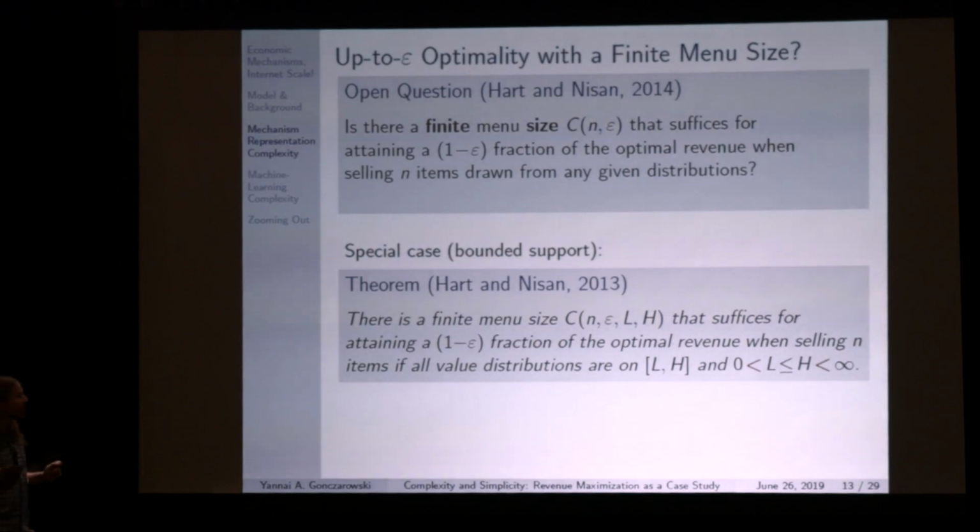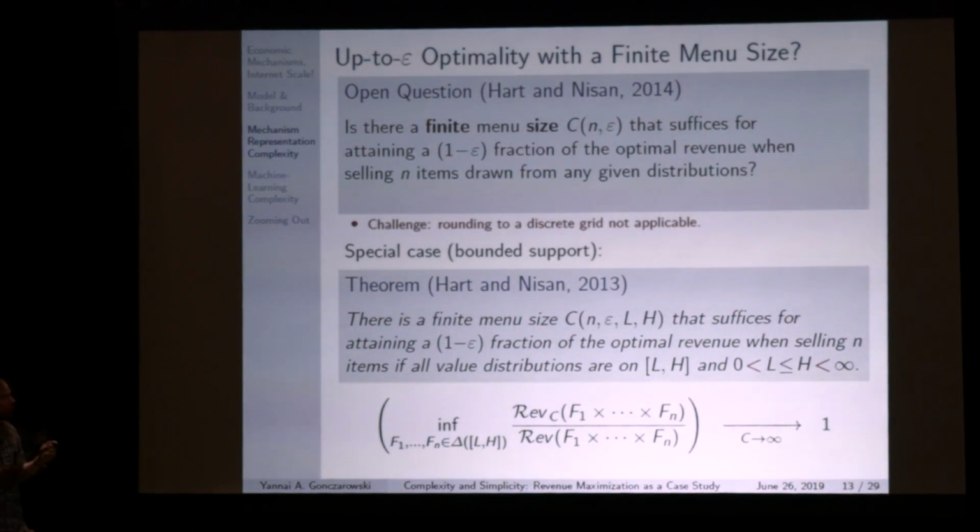And for a special case of bounded support where you know the bounds, Hart and Nisan have shown that if you can make this menu size depend on the bounds, then yes, this is doable. Crucially, they need the upper bound to be less than infinity and the lower bound to be more than 0. It actually depends on the ratio between them and explodes as this ratio goes to infinity.